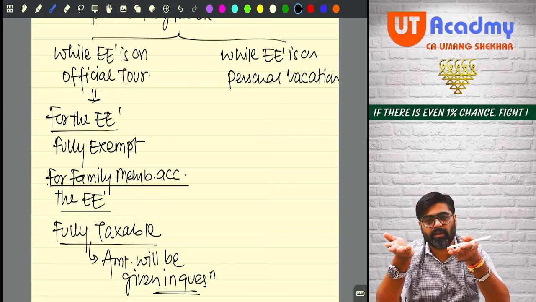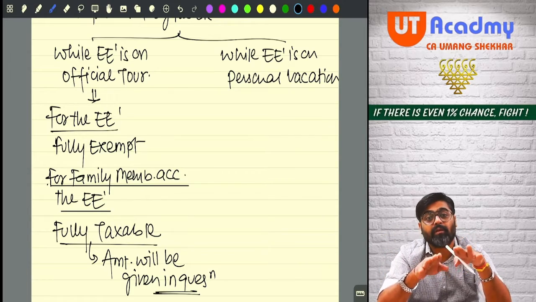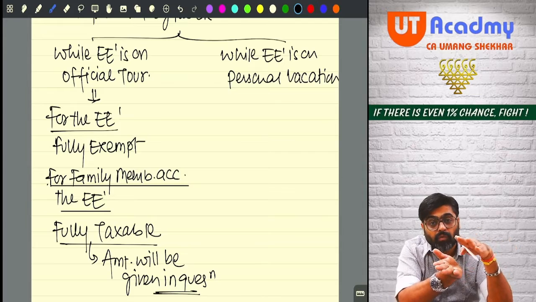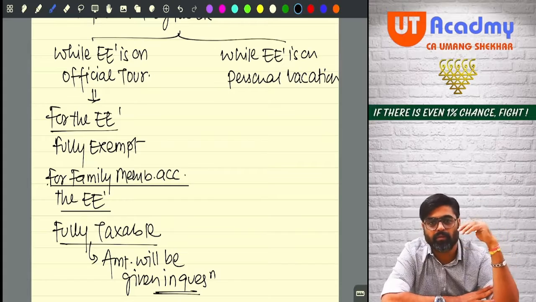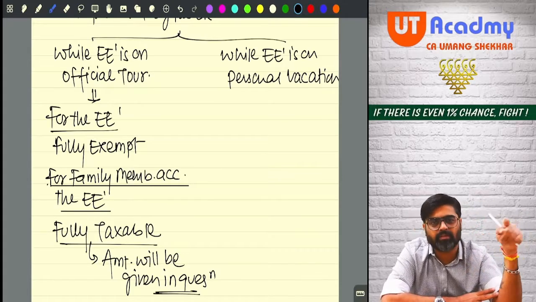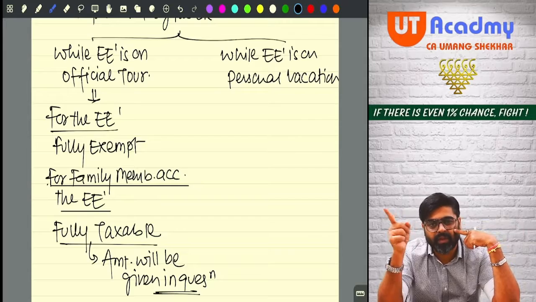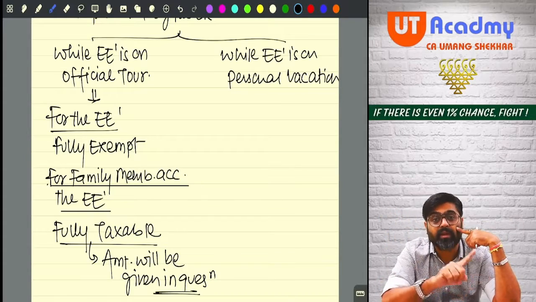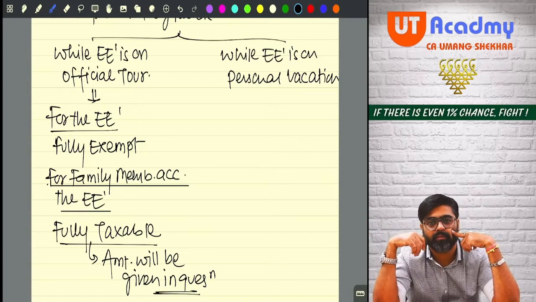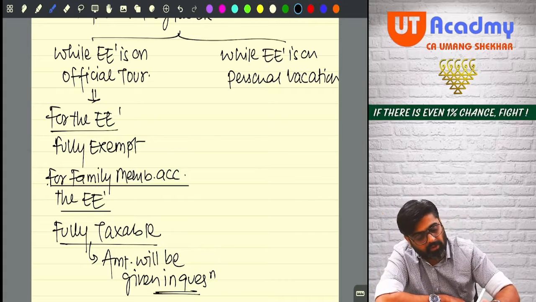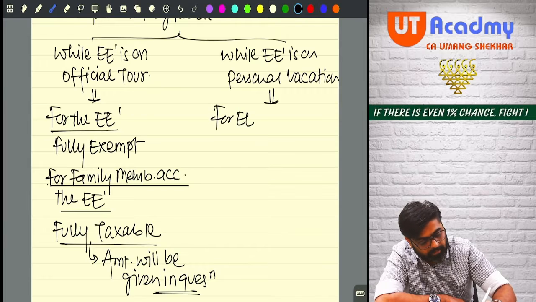But if it is given in the question, out of that 50,000, the traveling, touring and accommodation benefit for the official tour of the employee was 35,000 for the employee. Then out of 50, 35 is exempt. But the balance 15,000 would have been for the traveling, touring and accommodation of the spouse accompanying him. That will be fully taxable. Got it? Sure.